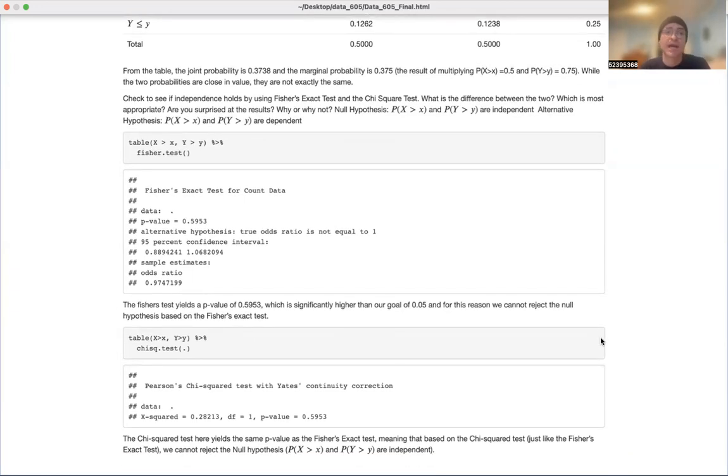So first I use the Fisher's test. And the Fisher's test yields a p-value of 0.5953, significantly higher than the goal of 0.05. And so for this reason, we cannot reject the null hypothesis, being that the two are independent.